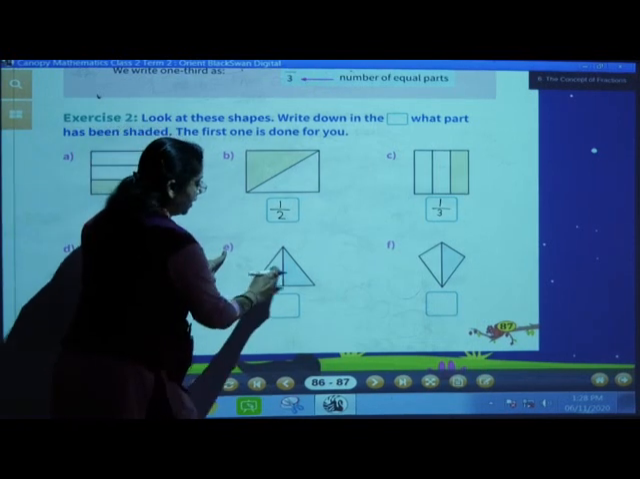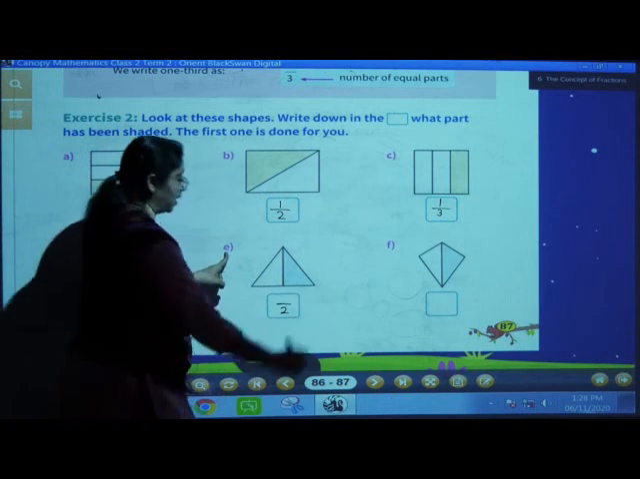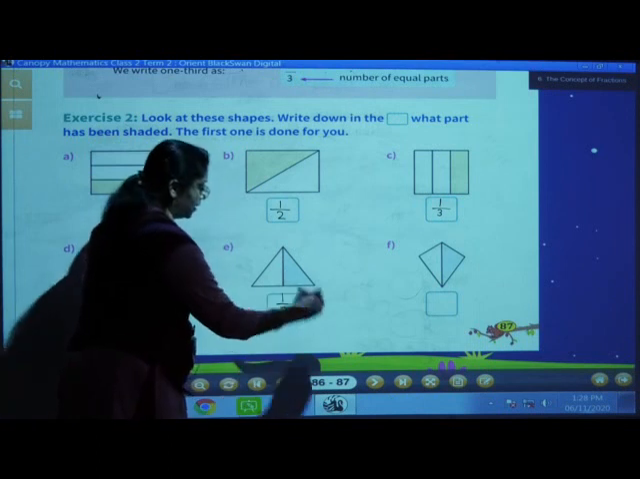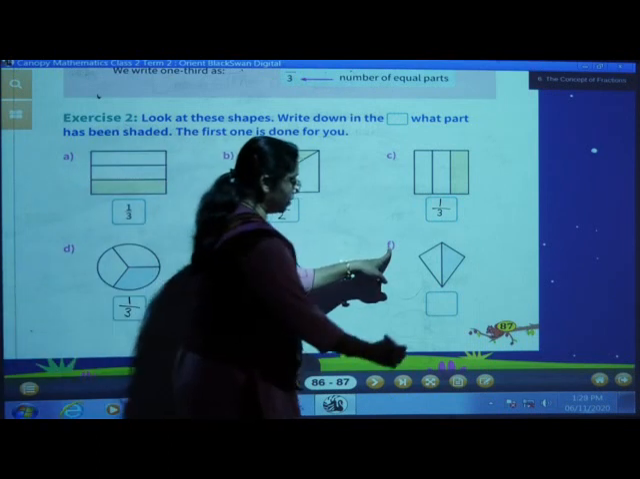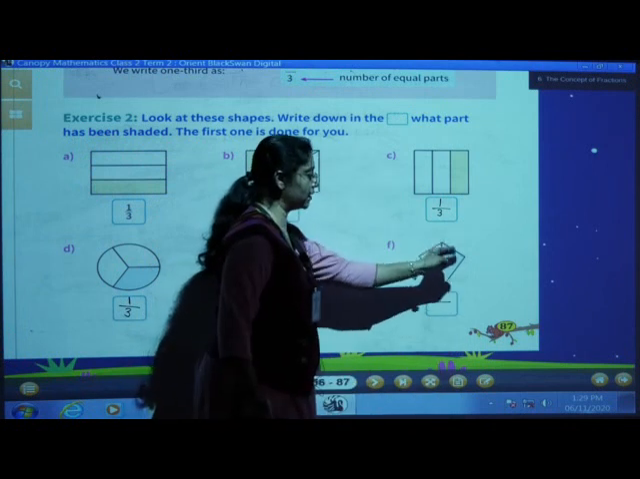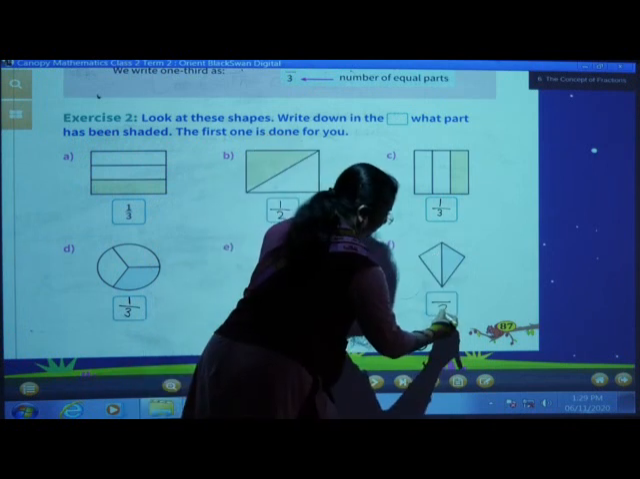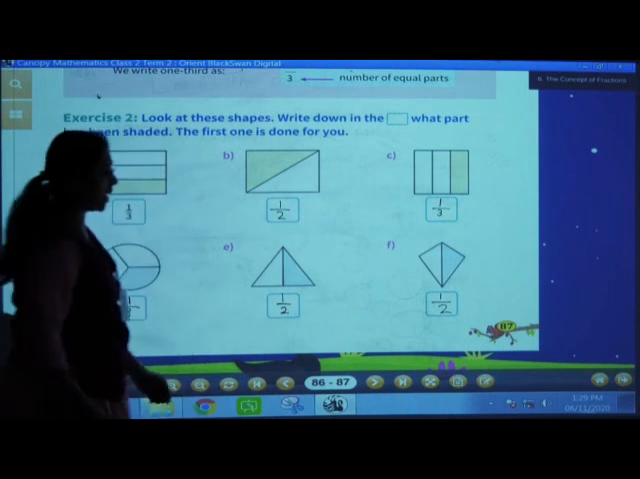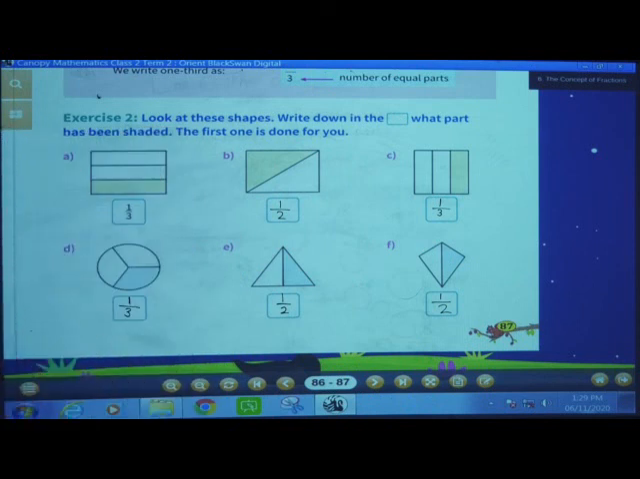E number. Total equal parts 2 and shaded part. What part has been shaded? 1. So write here 1. Here F number. Total equal parts 1, 2 and shaded part 1. So this is 1 by 2 or half. Turn the page. Page number 88.